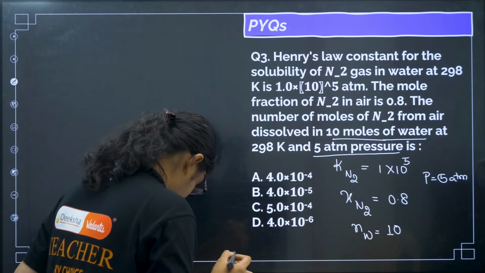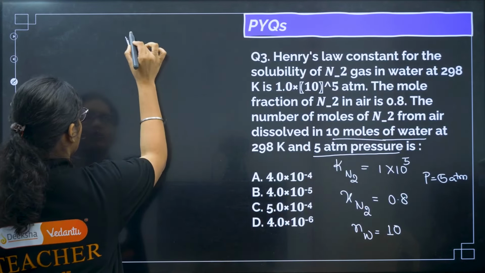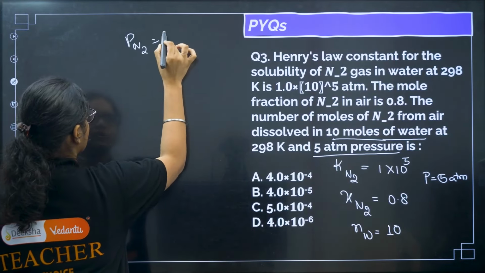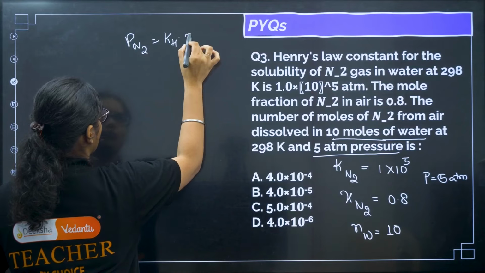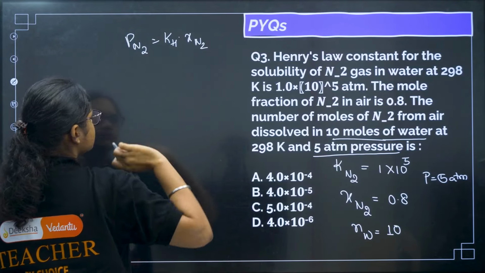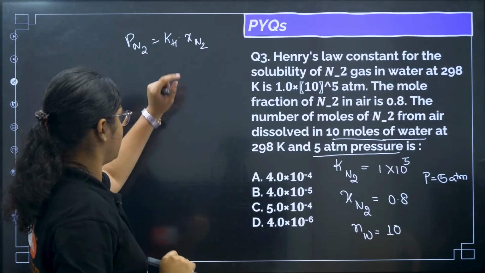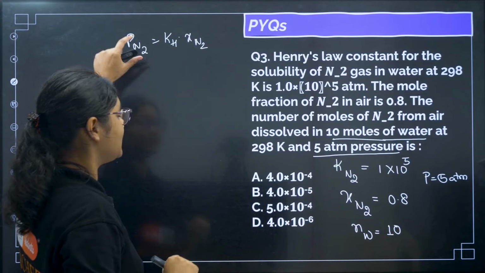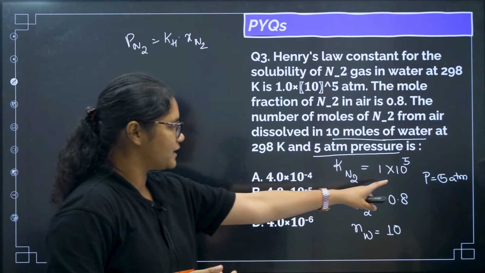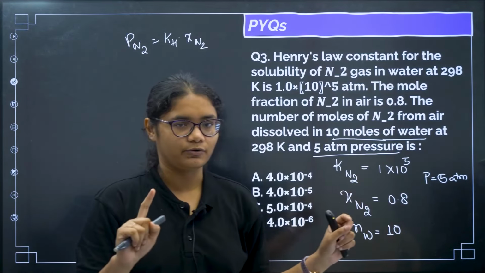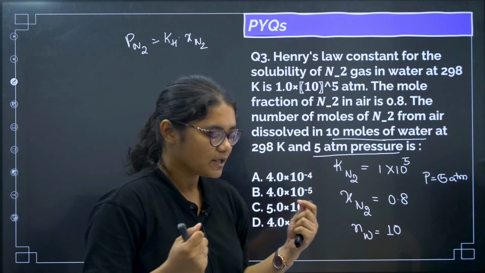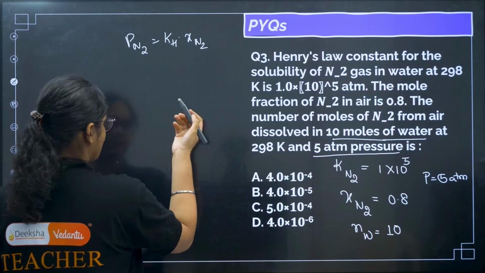So we know from Henry's law that P of N2 is equal to KH into the mole fraction of N2, right? So you can see that the mole fraction of N2 is given, KH is given, but P of N2 is not given. This pressure is not the partial pressure of nitrogen, this is the total pressure, right? Then how to calculate the partial pressure?